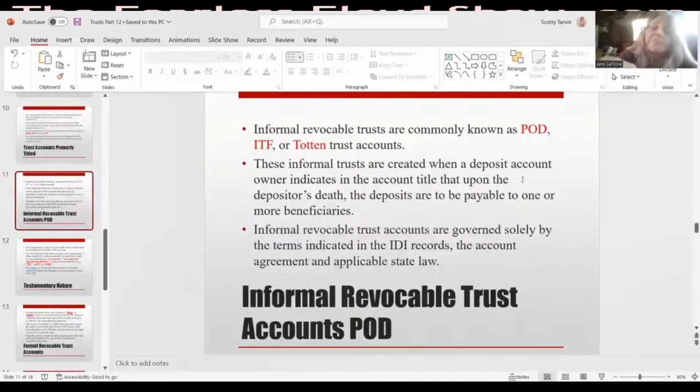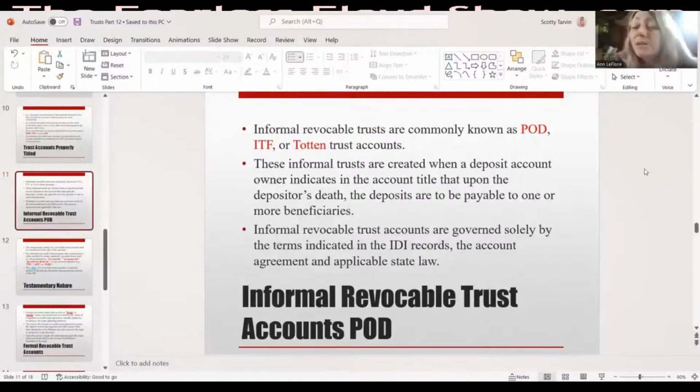Okay. Panel 11. Informal revocable trust account, POD. Informal revocable trusts are commonly known as POD, ITF, or Totten trust accounts. These informal trusts are created when a deposit account owner indicates in the account title that upon the depositor's death, the deposits are to be payable to one or more beneficiaries. Informal revocable trust accounts are governed solely by the terms indicated in the IDI records, the account agreement, and applicable state law. So you guys, this is all dealing with banking.